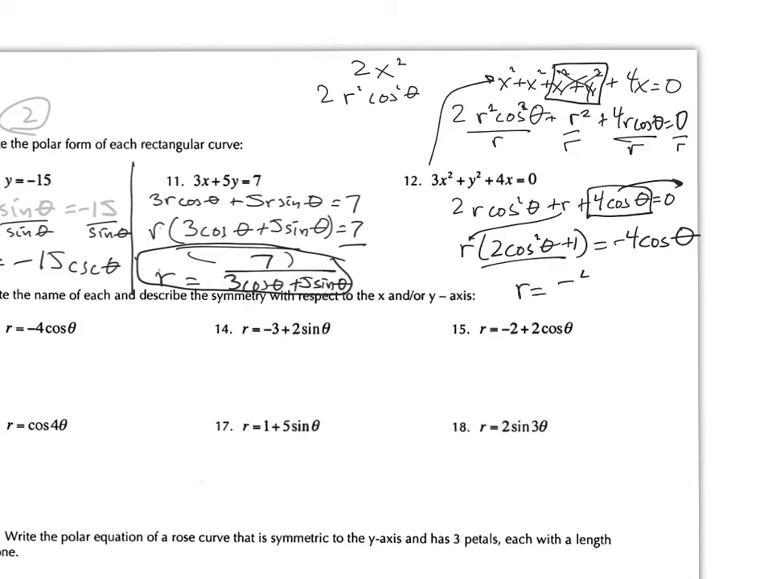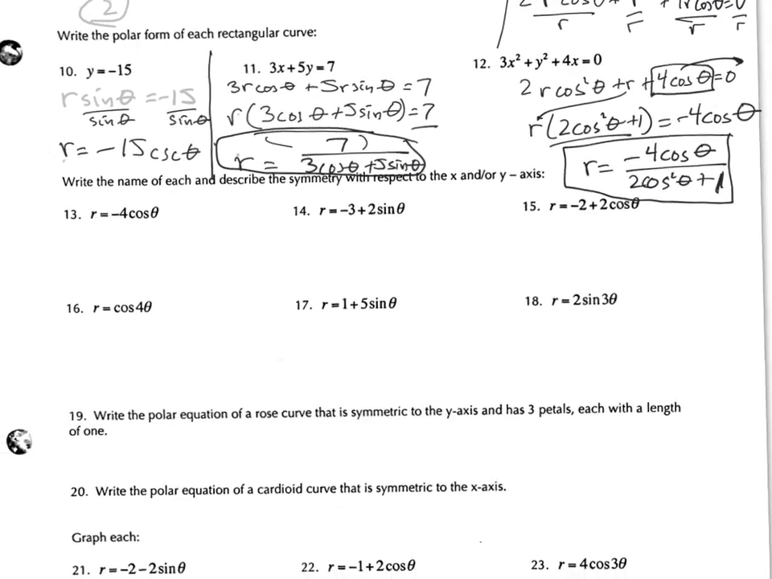So r is negative 4 cosine theta over 2 cosine squared, plus 1. You cannot simplify that. Do not try to work out and reduce the 4 and the 2 because the 1 doesn't allow for it. Don't try to change the words or cancel any words. That is finished.